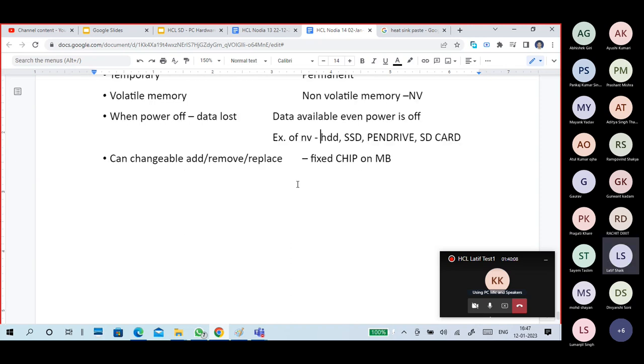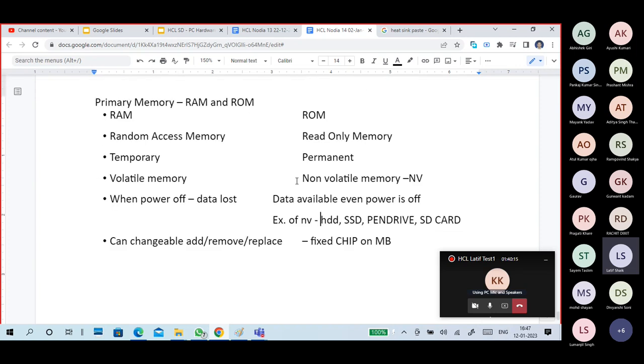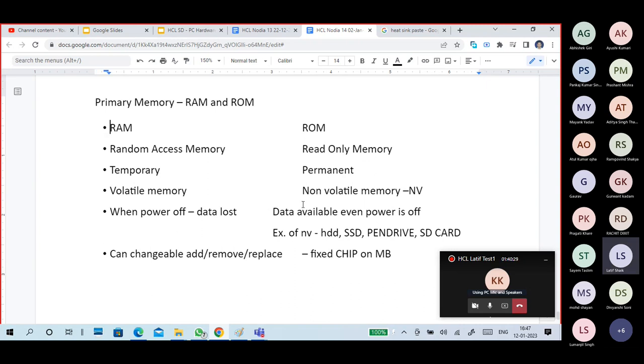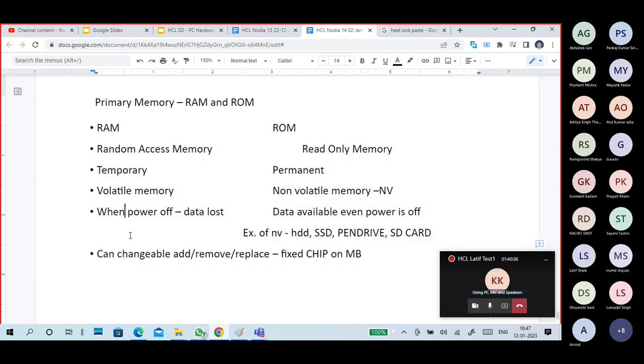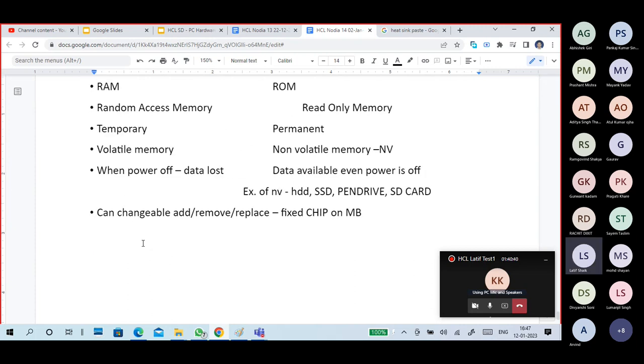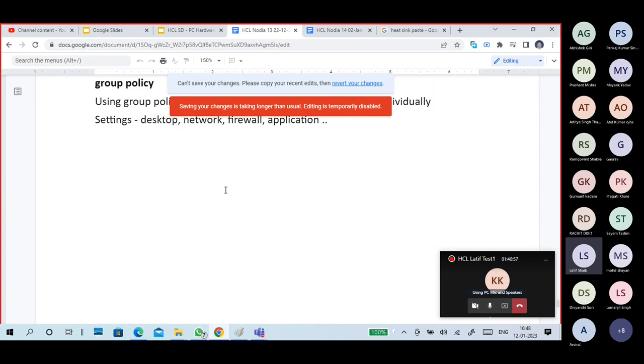Non-volatile memories, not ROM memories. Okay, so here some people will get a doubt when we are discussing RAM and then ROM sizes. Remember, we can change the RAM. We can add a RAM, remove a RAM, or replace the RAM. But ROM is not like that. It is fixed on your motherboard.